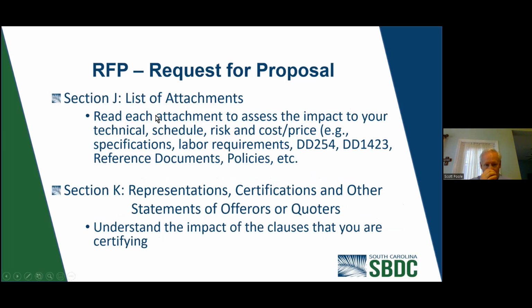Section J is the list of attachments. Again, you want to look at each attachment to assess the impact to your technical schedule. There might be certain labor requirements, might have a DD 253 or different reference documents here that you're going to be looking at. And it might have some attachments that say, "Hey, fill out the cost using these schedules. We need these schedules to be included when you submit your proposal to us."